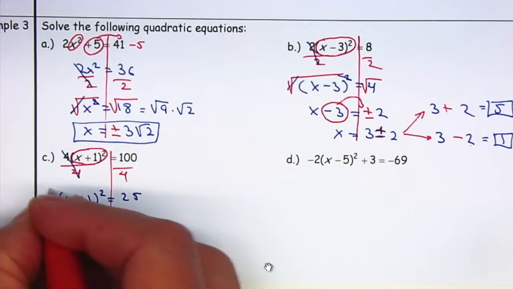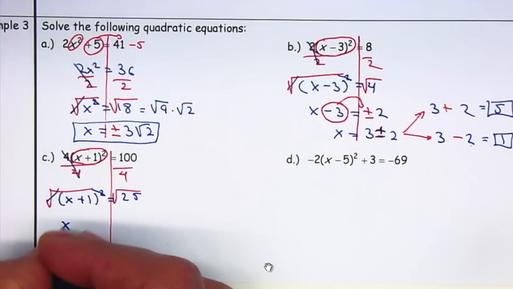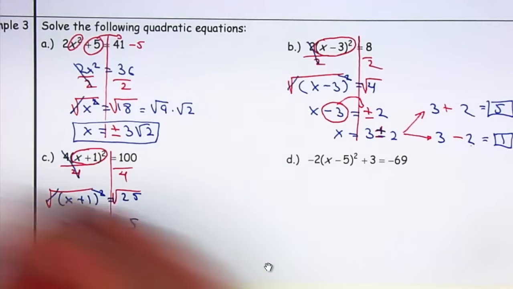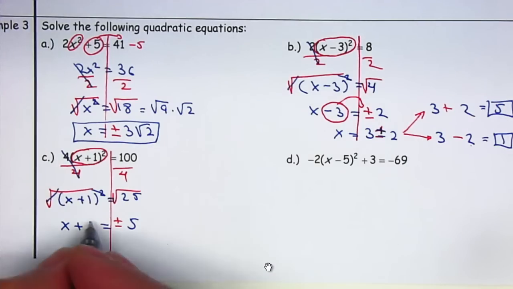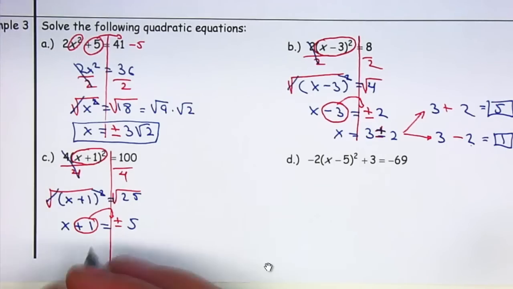Now I can take the square root on both sides. The square root and the square cancel, so we have x plus 1 is equal to 5, and don't forget your plus or minus. Then I can get rid of the 1 by moving it to the right hand side. So that'll give me x is equal to negative 1, that's a positive because it's a negative, plus or minus 5.